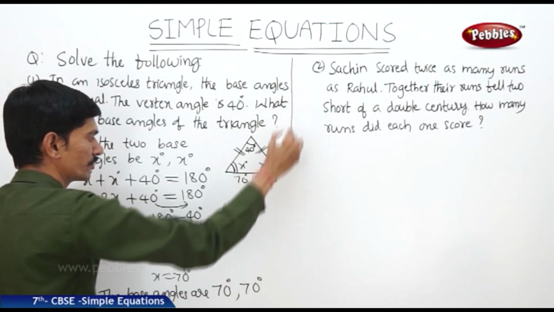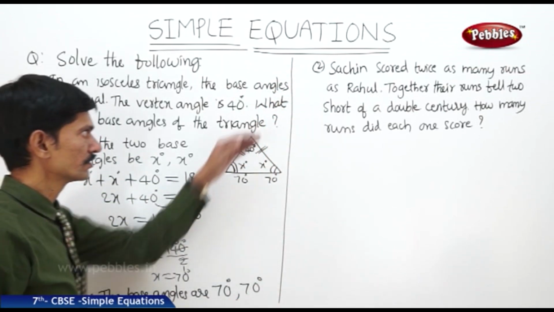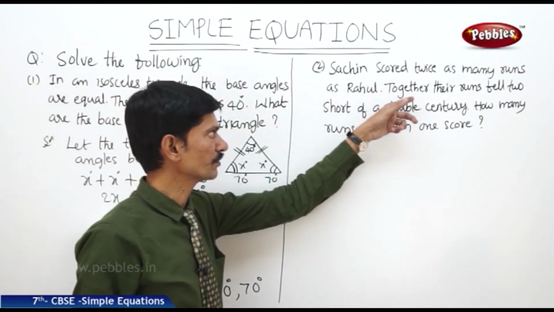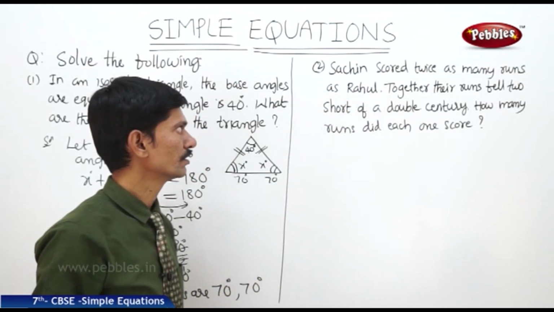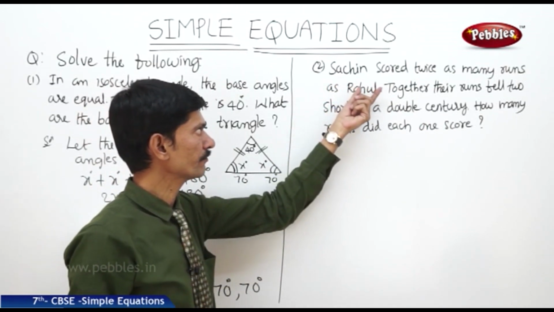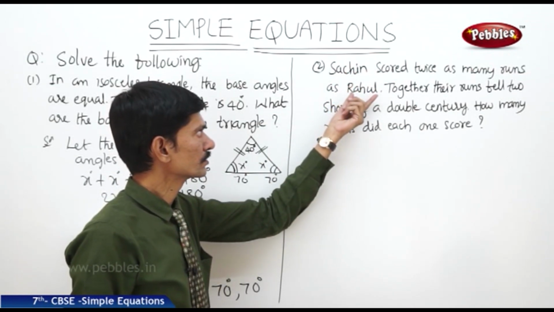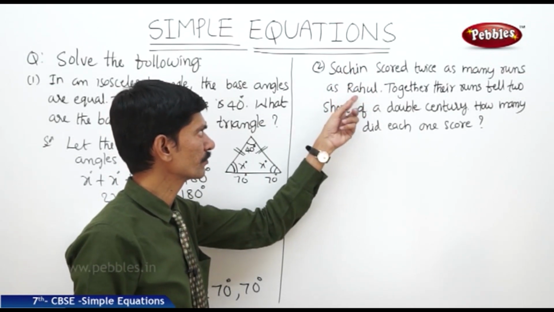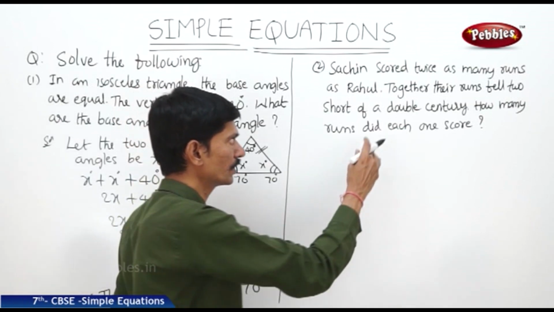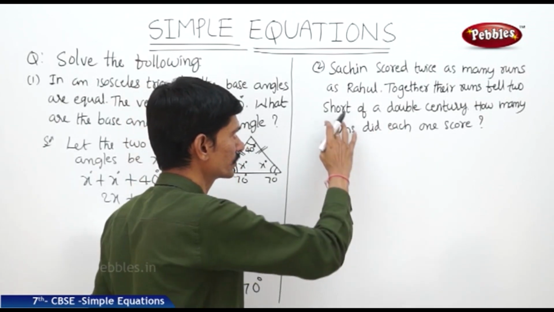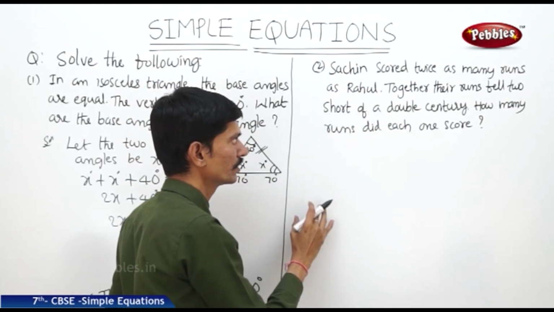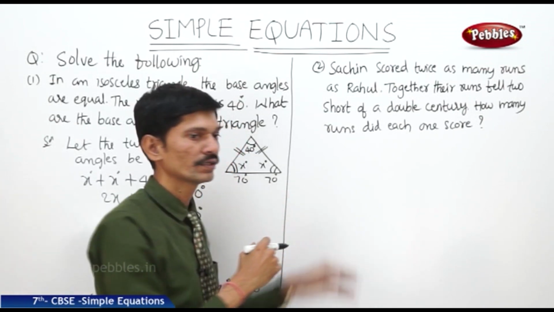Now let us take the second question. Sachin scored twice as many runs as Rahul. Means the number of runs scored by Sachin is twice the number of runs scored by Rahul. Now together their runs fell too short of a double century. Then how many runs did each one score?